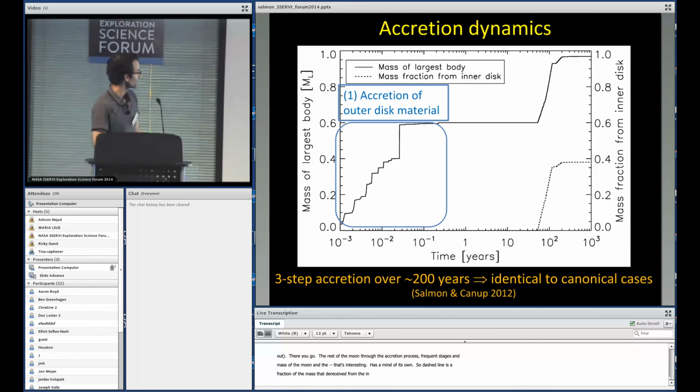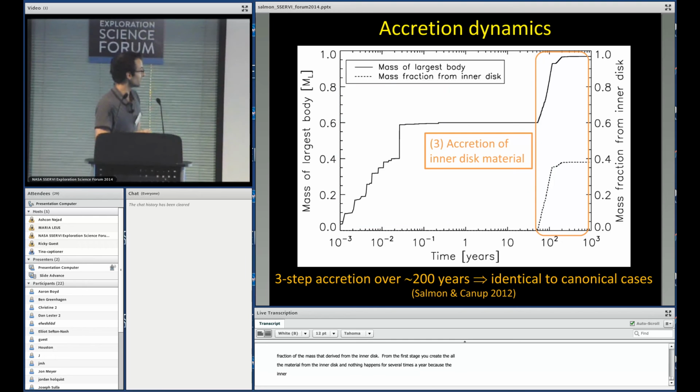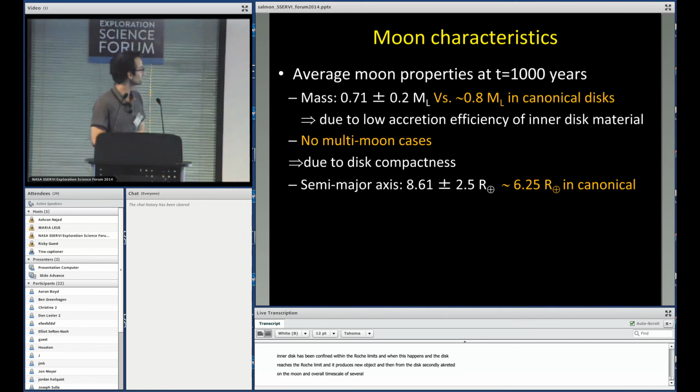So you can see that initially in the first phase you accrete all the material from the outer disk. The mass fraction of this material remains 0. And nothing happened for several tens of years as the inner disk has been confined inside the Roche limit and needs to spread viscously. And when this happens and the disk reaches the Roche limit, it produces new objects, and the material from the inner disk can then subsequently be accreted on the moon, with overall accretion timescale of several hundreds of years, which is similar to what was observed for canonical disks.